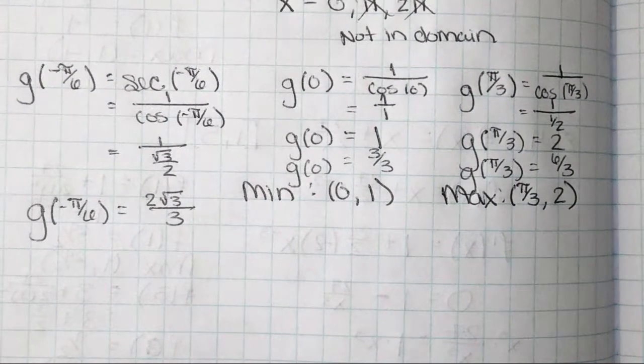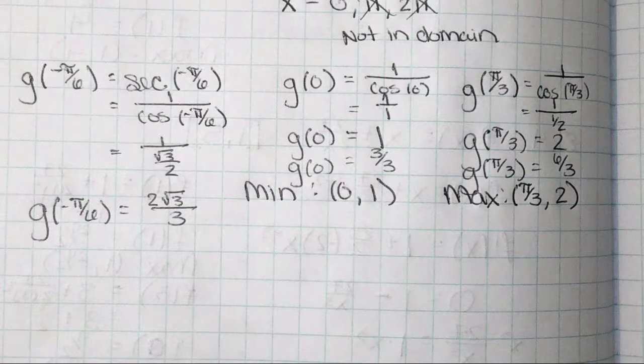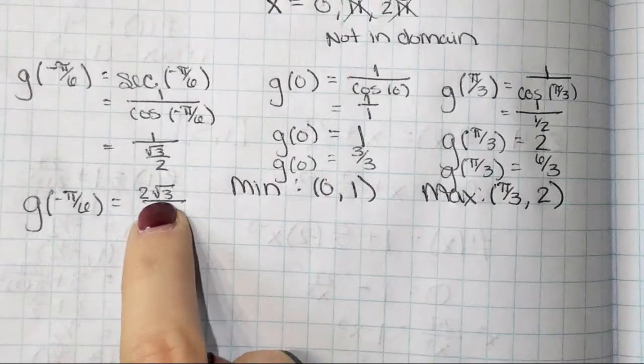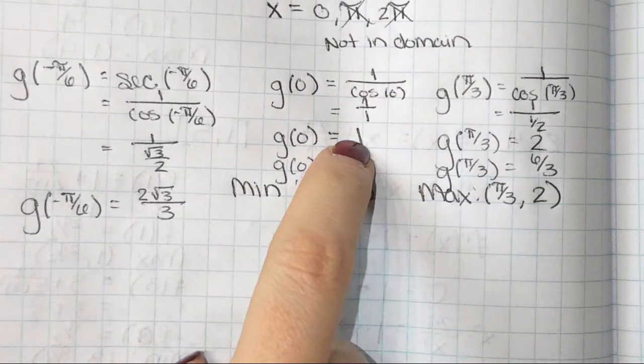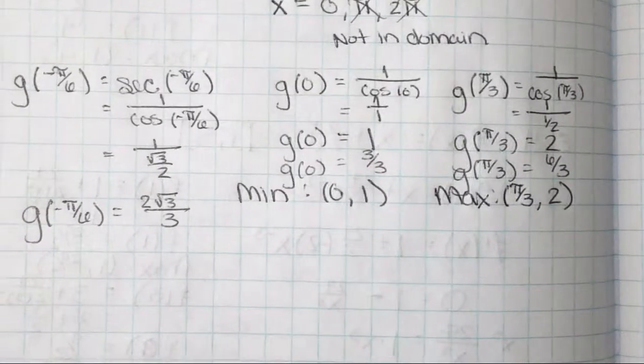Are we good? Wait, why isn't it radical plus 2? Because that is still greater than 1. It's like 1.155.